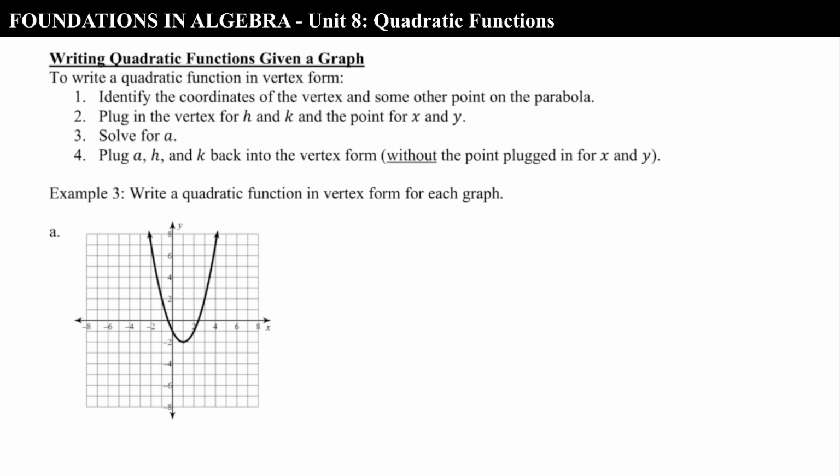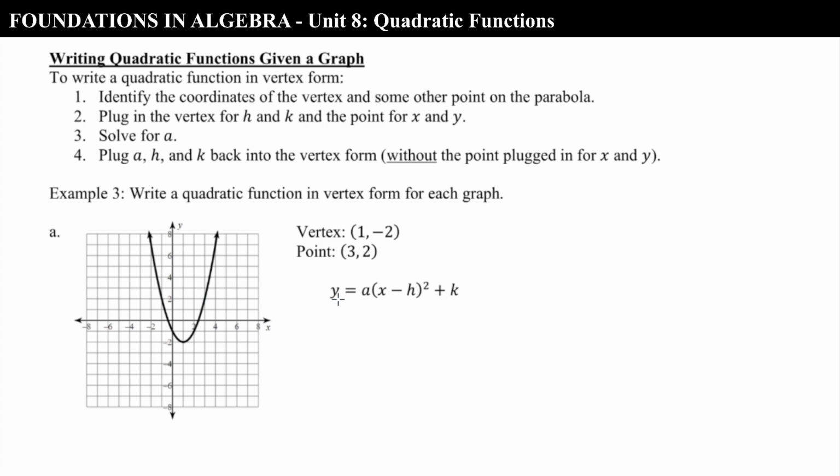So let's take a look at a few examples. For part A of example 3, we are going to need the vertex and the point. If we look at the vertex, we go over 1, down 2. So the vertex is at (1, -2). And then we're going to pick a point. I'm going to pick (3, 2). Okay, that's a point on the parabola. And we're going to plug those things into vertex form.